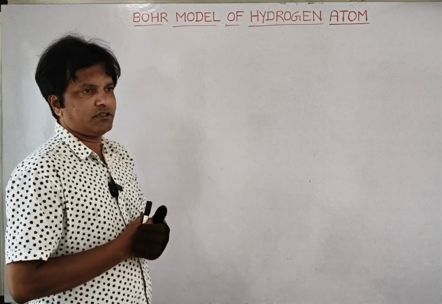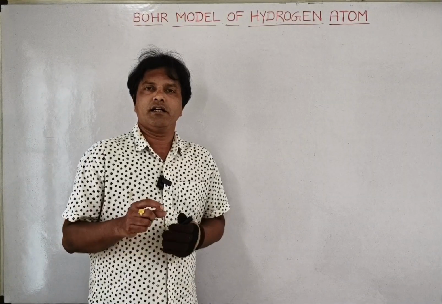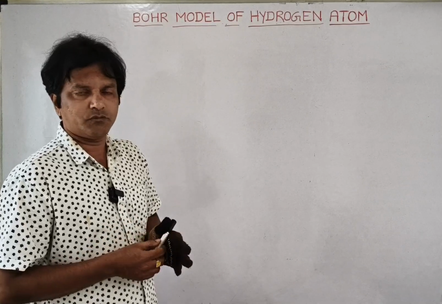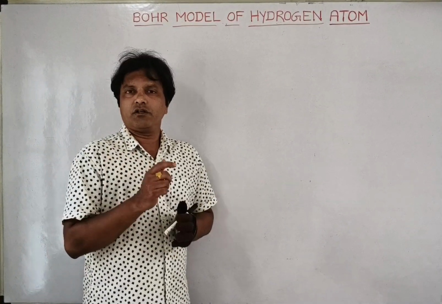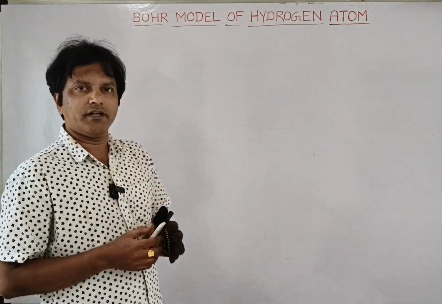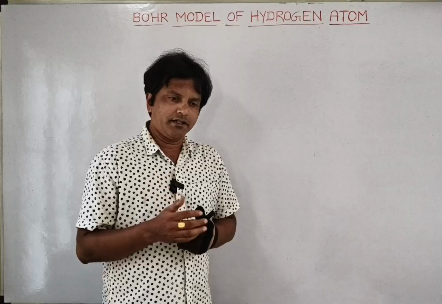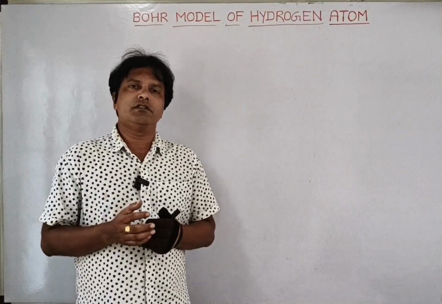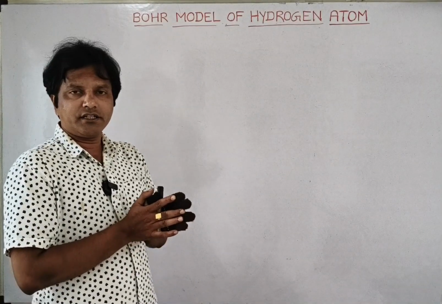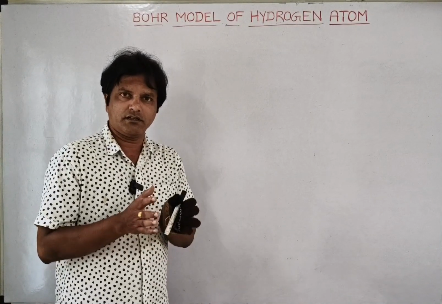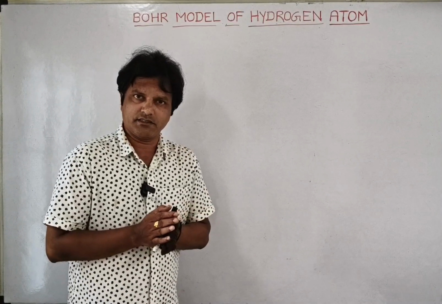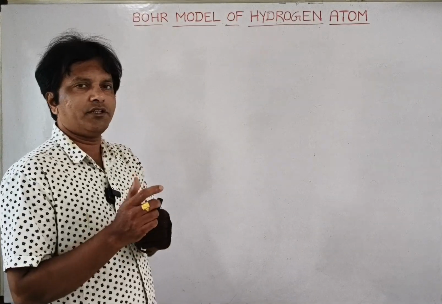Prior to Bohr, there was Rutherford who predicted the planetary model of the atom. As per that model, the electrons are revolving around the nucleus as the planets revolve around the sun. In the planetary system, gravitational force is the binding force between the sun and planets. Here the electric force between protons and electrons is the binding force. But Rutherford's model has some lapses. It could not explain the stability of the atom.